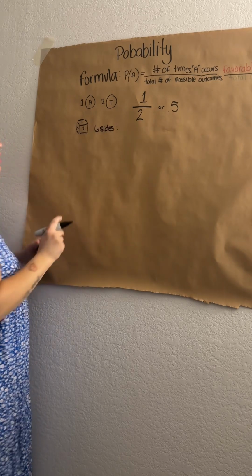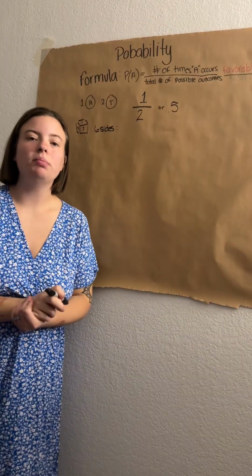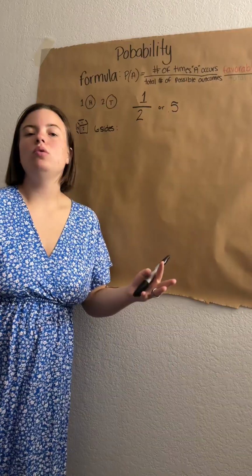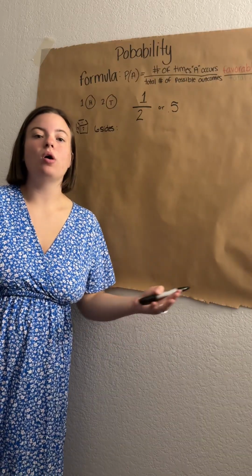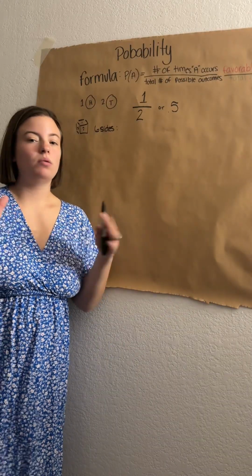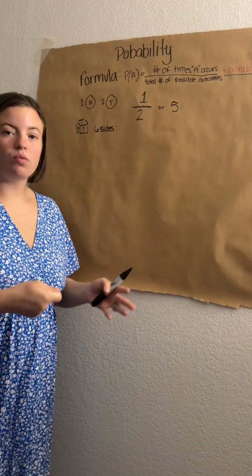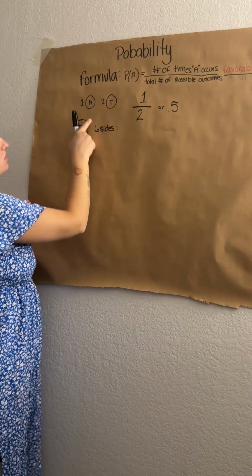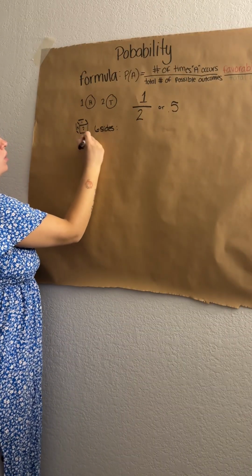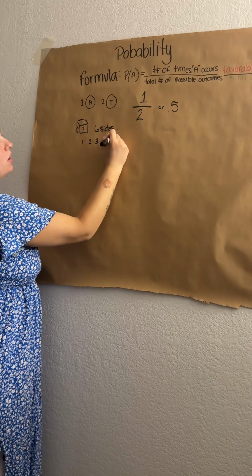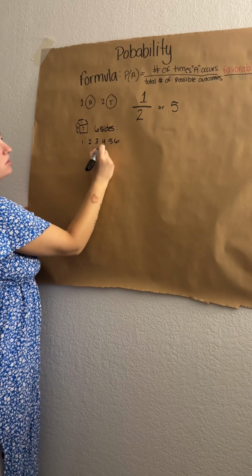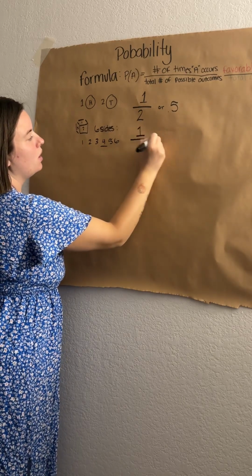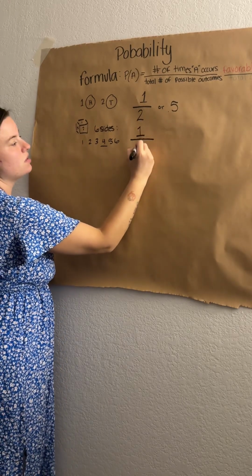Okay? Now, let's say I ask you, what is the probability of us rolling a 4? If we grab that dice and we roll it, who in this classroom is going to get a 4? Are we all going to get a 4? Let's just say I, the teacher, Miss Bailey, roll the dice and I get a 4. So out of this dice, there are 1, 2, 3, 4, 5, 6. As we can see, 4 is only on here one time. So we will put 1 on top, and underneath we would put 6.